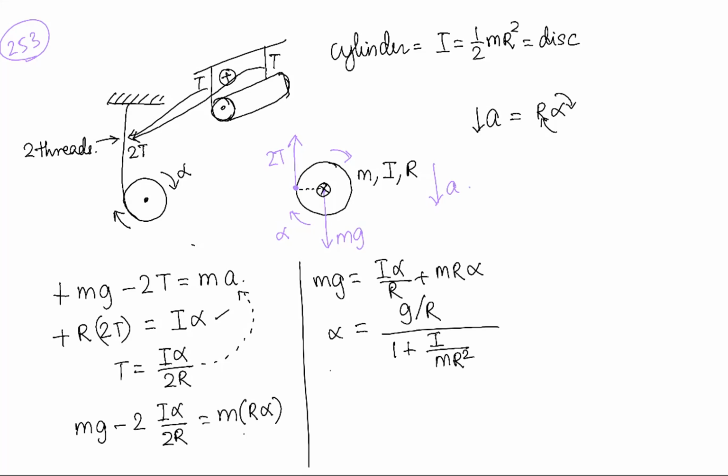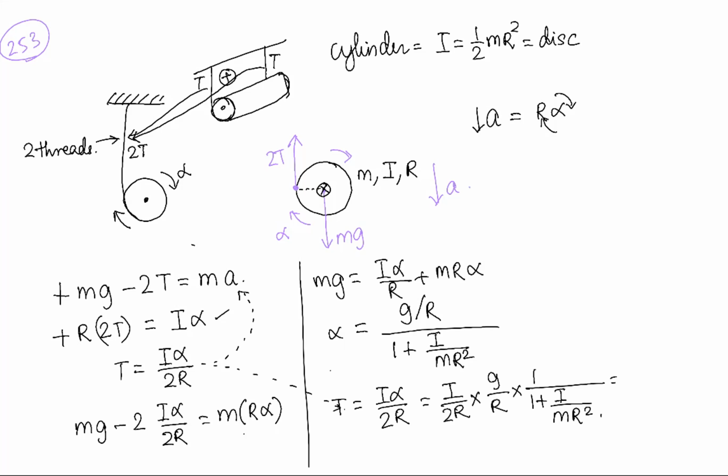अब अगर अल्फा का वैल्यू पता चल गया तो t का वैल्यू कितना होगा? So t is equal to I alpha divided by 2r from the equation that we have. ठीक है. So I by 2r साइड में रखो. What is the value of alpha? g divided by r into 1 plus I by mr square. So g by r square ये सब इधर आ जाएगा. तो what will you get? You will get Ig divided by 2r square divided by 1 plus I by mr square. That's the value of tension. That's the value of alpha.